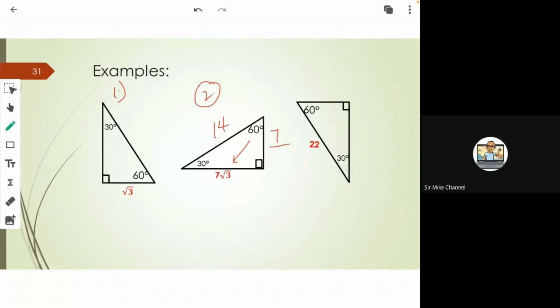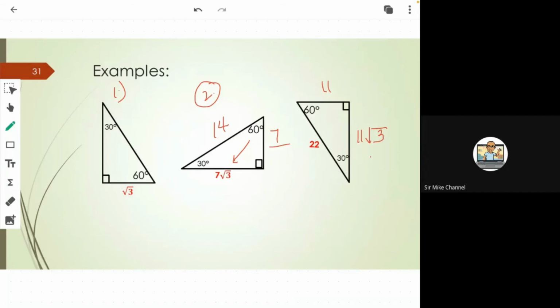Okay, how about number 3? Given the hypotenuse. Sir, yung sa shorter leg po is 11, tapos yung sa longer leg naman po is 11 square root of 3 po. Okay, correct. Okay, how about number 1?